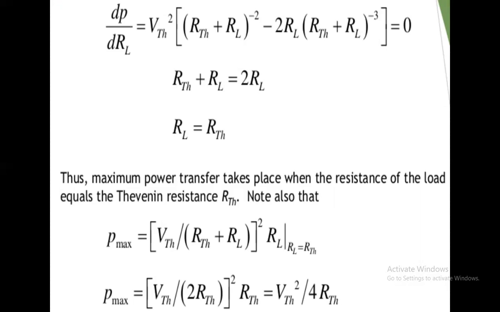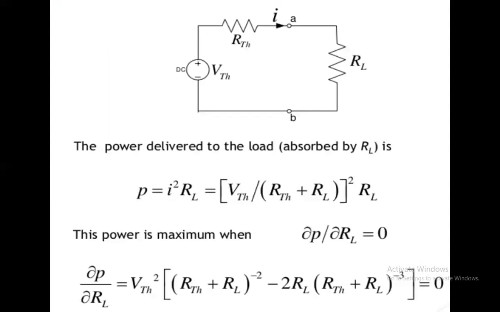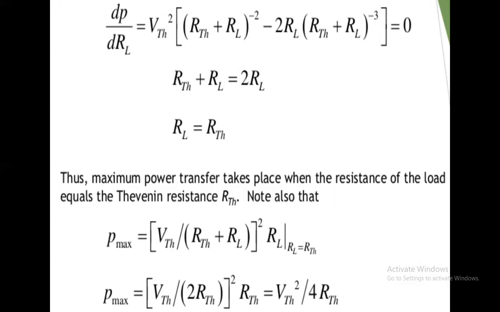Now we have to find the value of Pmax, the maximum power flowing through the circuit. Pmax equals VTH by RTH plus RL, whole square, into RL. Maximum power flows when RTH equals RL. So we simply put RL equals RTH in this equation. VTH by 2 RTH, whole square, times RTH equals VTH square by 4 RTH. Finally, we get Pmax equals VTH square by 4 RTH.